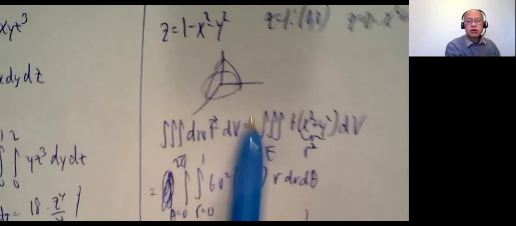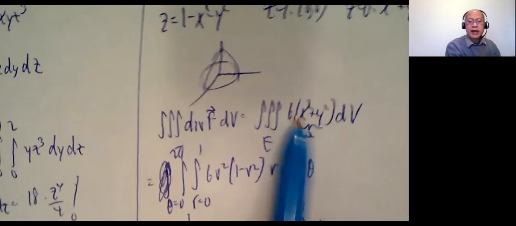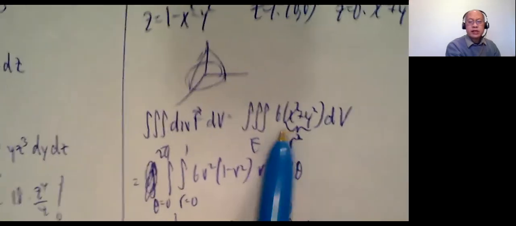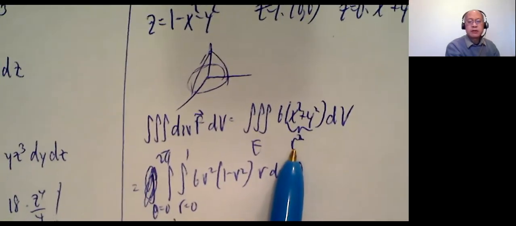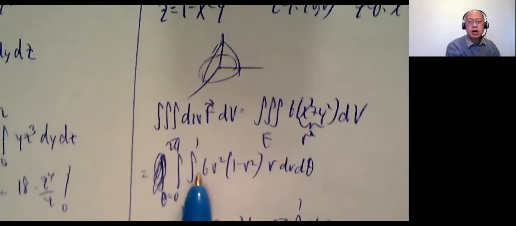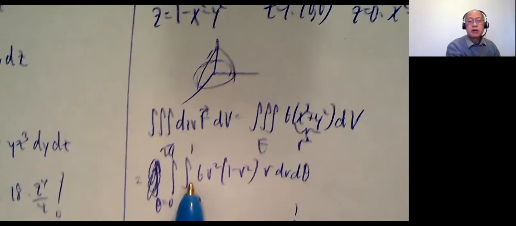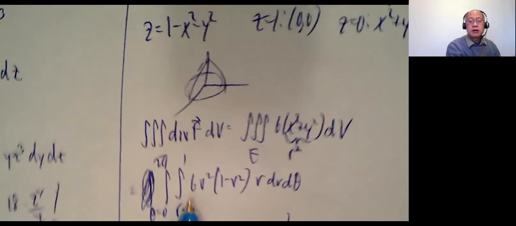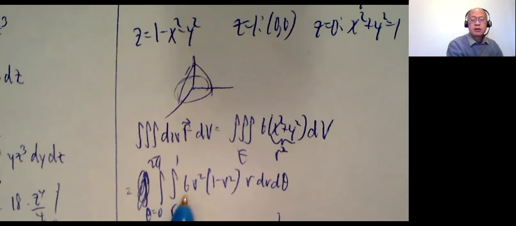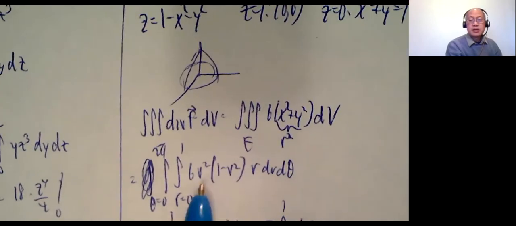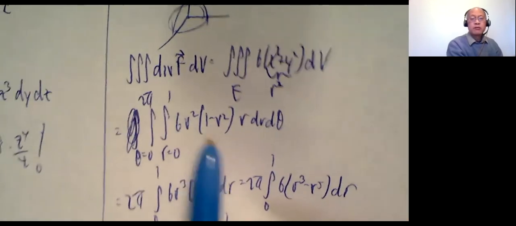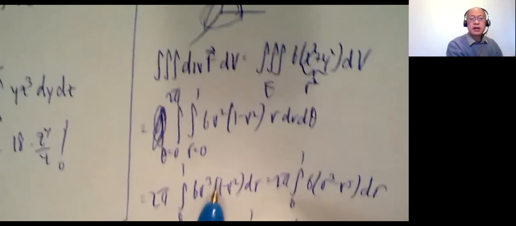Okay, so I have the triple integral over the region E of 6 times x squared plus y squared dV. We know x squared plus y squared is r squared. So switch over to cylindrical coordinates again. So 6r squared, 1 minus r squared, r dr d theta.